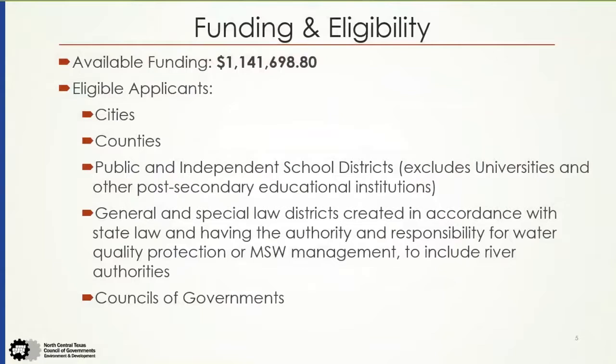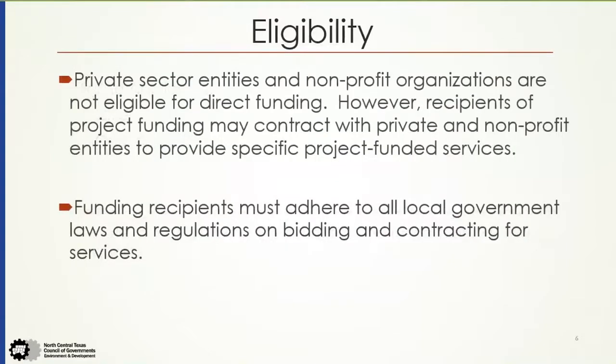And eligibility. We have approximately $1.1 million in funds available for this biennium's call for projects, and eligible applicants include cities, counties, public and independent school districts. This does, however, exclude universities and other post-secondary educational institutions, and general and special law districts, and councils of governments. Private sector entities and nonprofit organizations are not eligible for direct funding, but they may receive project funding if they are contracted with an eligible entity in order to provide specific project funded services.